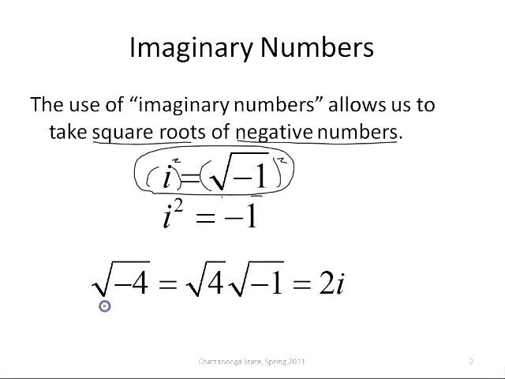Having this value of i enables us to take square roots of things like the square root of -4. If we think of the -4 as a 4 times -1, then we have the square root of 4 times the square root of -1. The square root of 4 is 2. The square root of -1 is i. So we now can take the square root of a negative number.